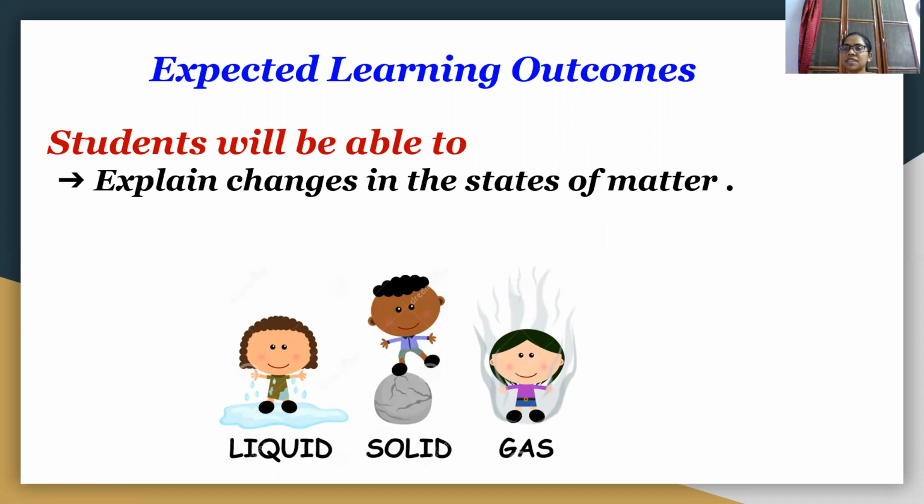Next, expected learning outcomes. At the end of the session, students will be able to explain the changes in the states of matter. We know there are three states of matter, okay, solid, liquid and gas. So finally, at the end of this session, the students are going to explain the changes that can happen in the three states of matter.